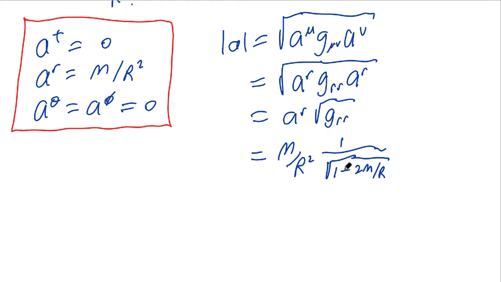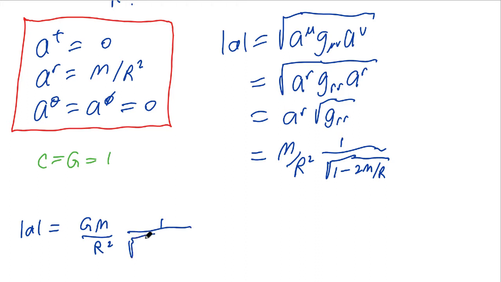Now we can evaluate this result numerically, but let's recall that in deriving it I've set c and capital G, Newton's constant, equal to 1. So let's restore the units to this result. We have the acceleration is equal to capital G m over r squared times 1 over the square root of 1 minus 2GM over c squared r.